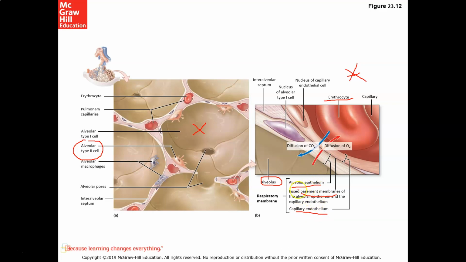You need these things to be as thin as possible. That will allow O2 to diffuse into the blood, CO2 to diffuse back into the alveolus. Thin, thin, thin. You don't want any more fluids or secretions in the alveolus than you absolutely need.